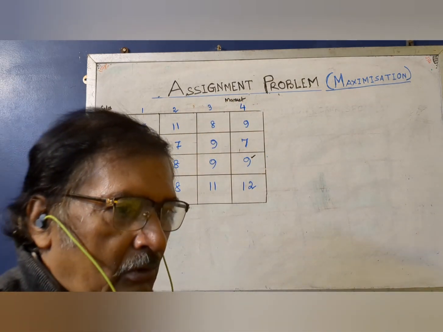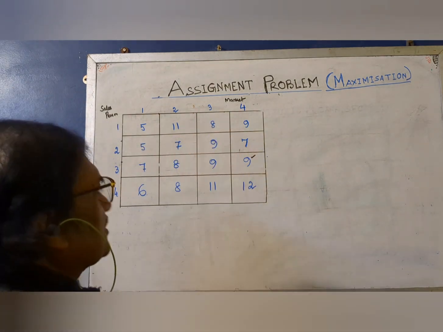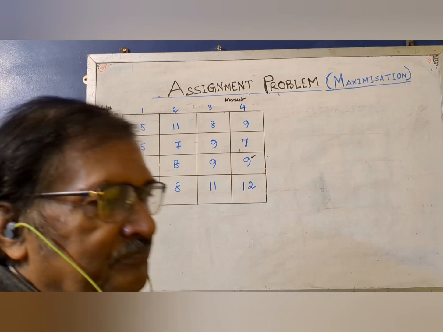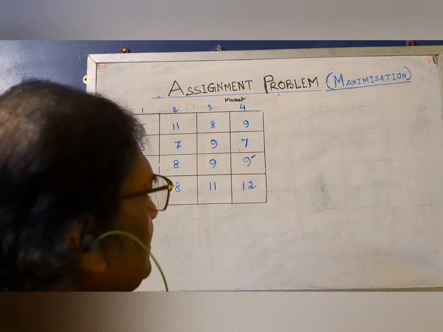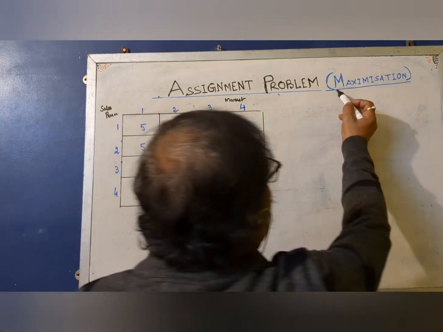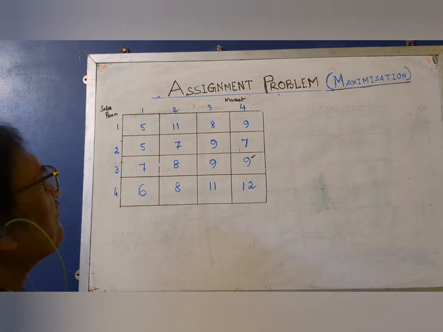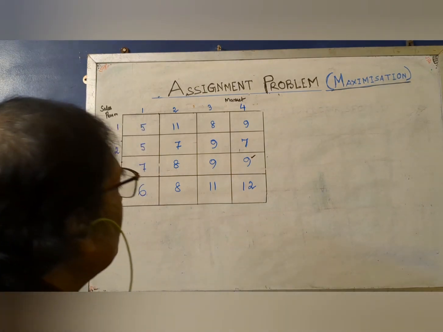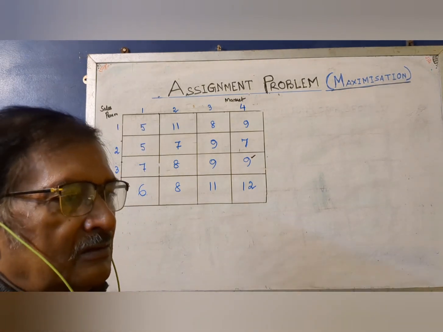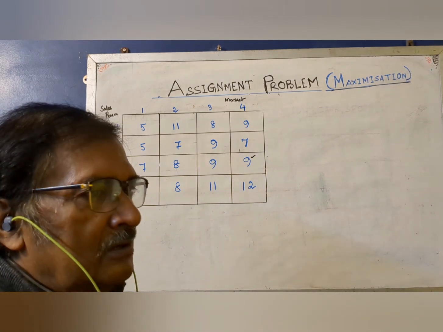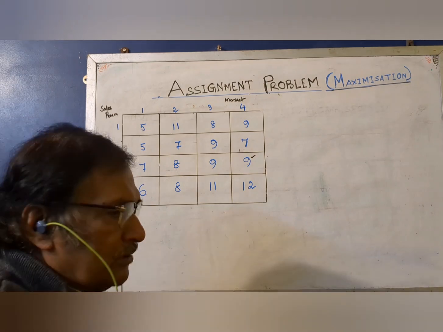Now, what you have to do? You have to find out which salesperson is to be attached with which marketplace so that the total profit will be maximum. This is the problem. That's why it is a maximization problem for assignment. How will you proceed? Because the general technique, the Hungarian method, is a method for minimization, but this is a maximization problem.